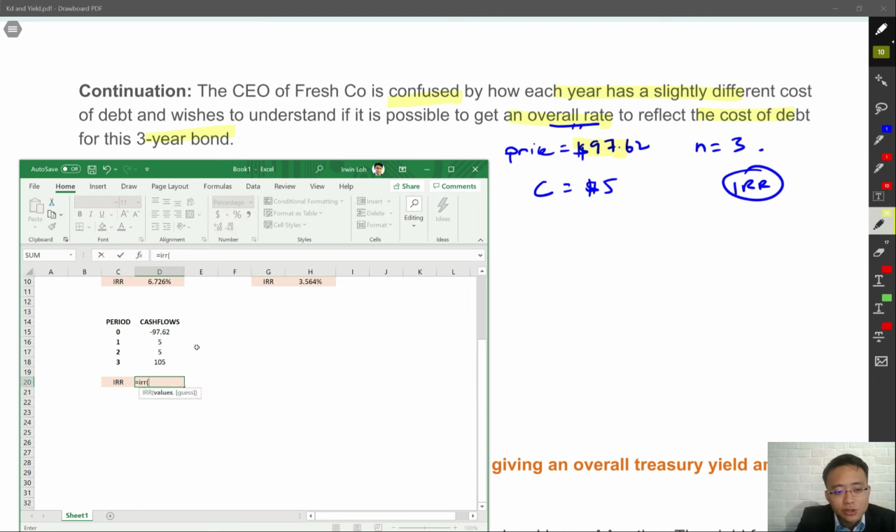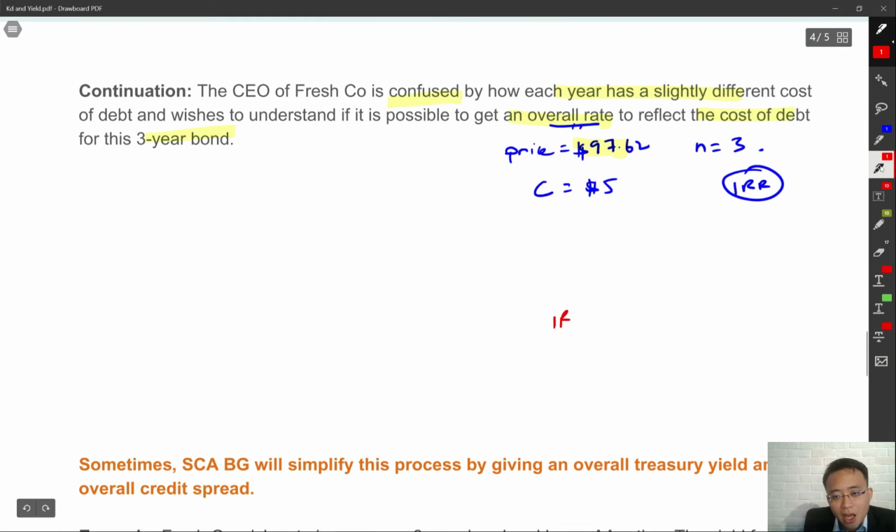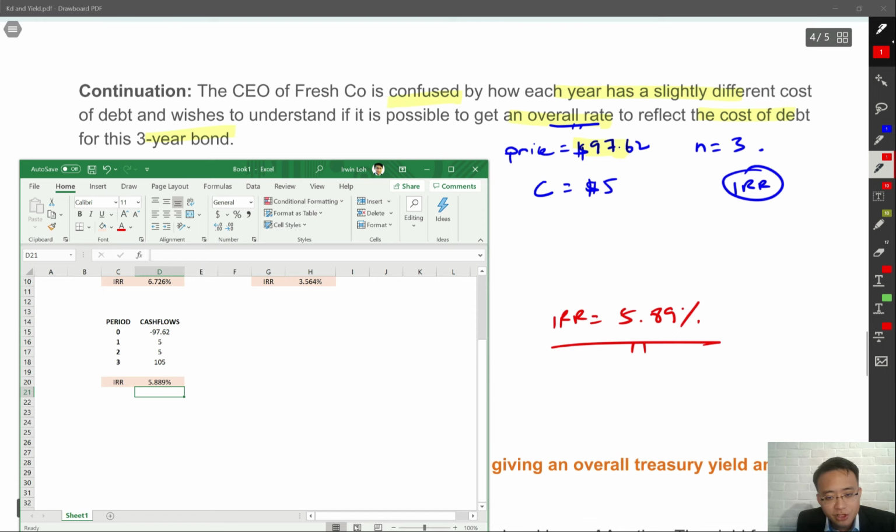Same thing. Let's call up IRR. And this is my IRR. This is my cost of debt. IRR equal to 5.89%. Okay? If you wish, I will just flash this for a while. You can always refer to this part of the video again, of course. But this was how it was done via IRR.